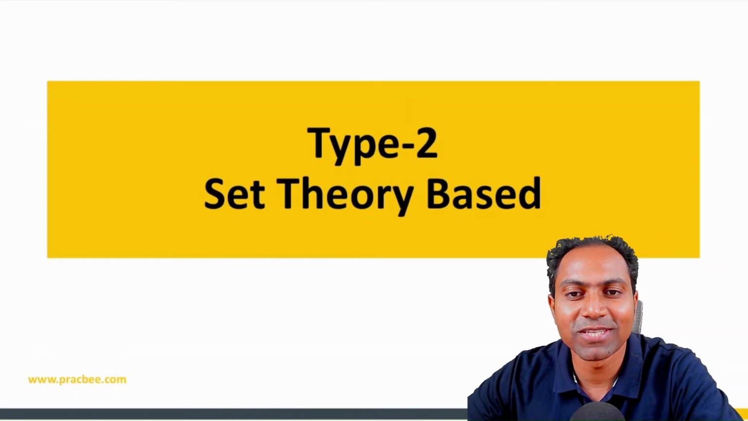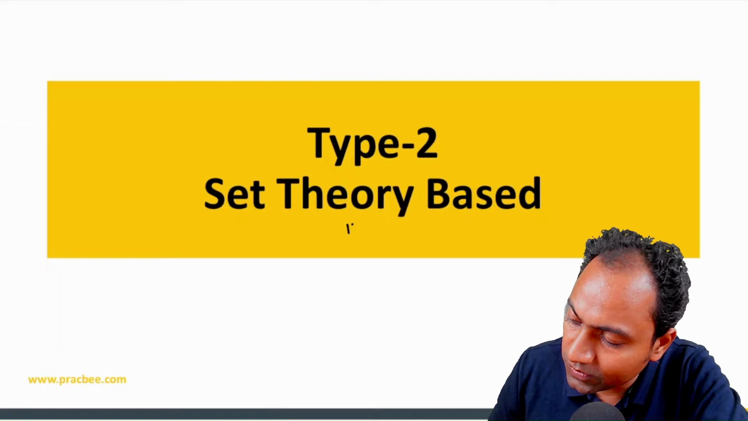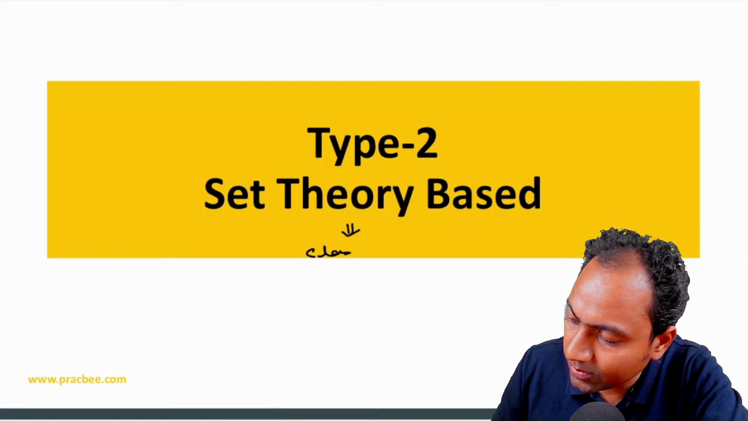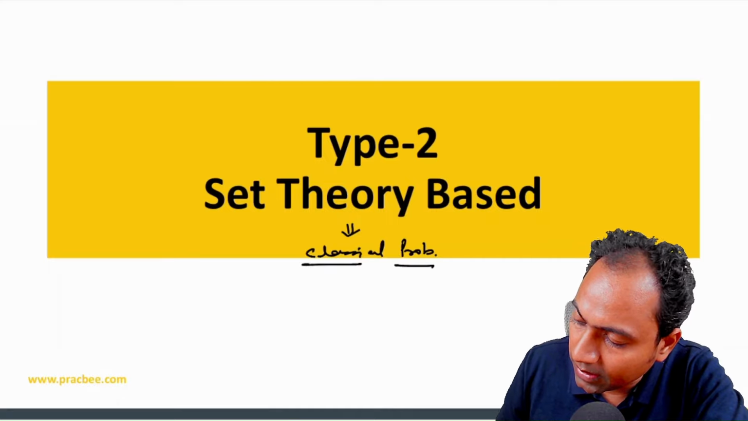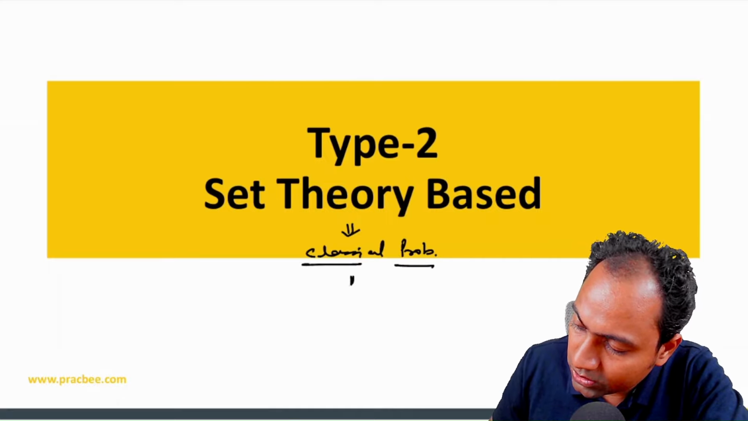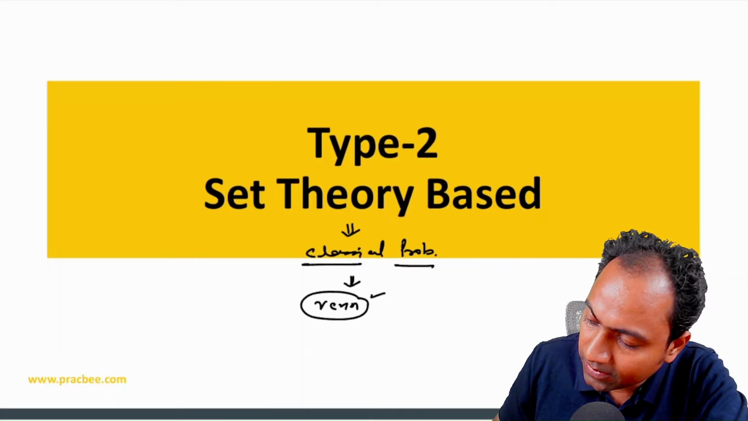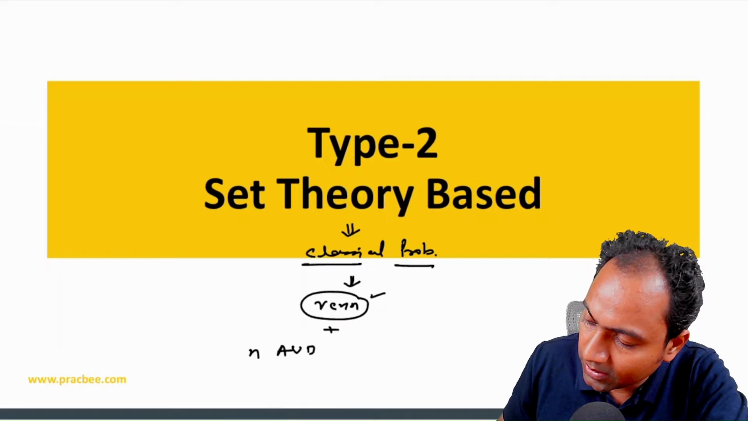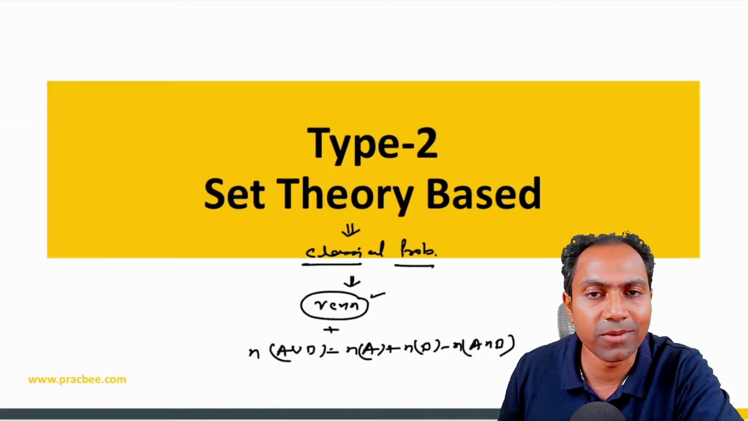Now let us move towards the next problem type, that is set theory based problems. In all such problems, we know that this is again based on our classical probability only. But in order to solve questions, we are using a Venn diagram, that is one. Sometimes we'll use the relation of the number of elements in A union B, that is n of A plus n of B minus n of A intersection B. So primarily we are using this formula and Venn diagram to get to an answer.